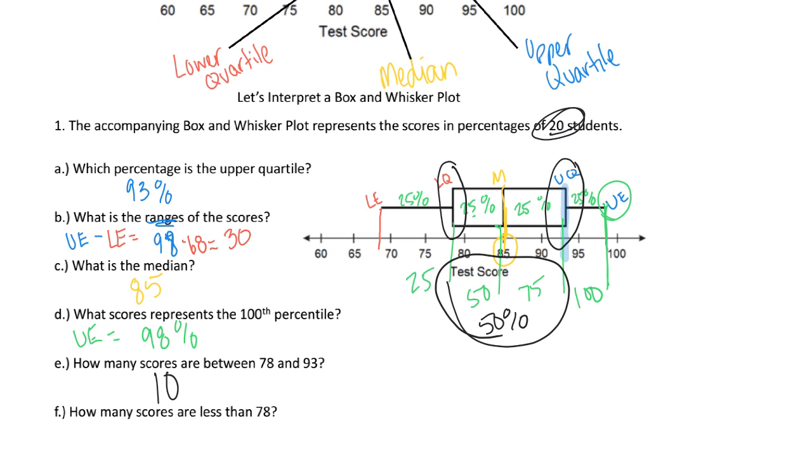The other question is, how many scores are less than 78? So that's 25% of my data. So 25% of 20 is 5. So I'd write 25% or 5, and then 50% or 10. Okay, so what I'm really looking for is the number, not the percentage.